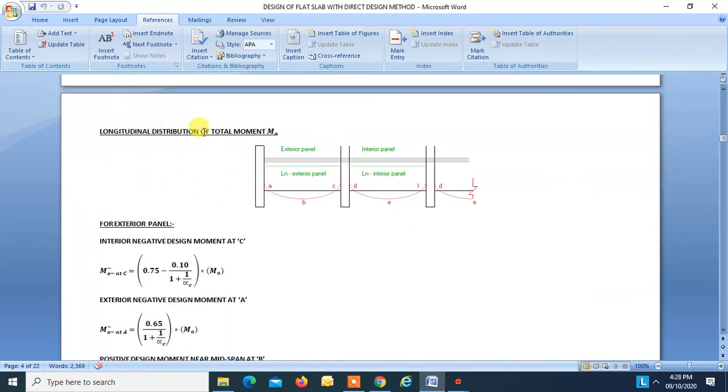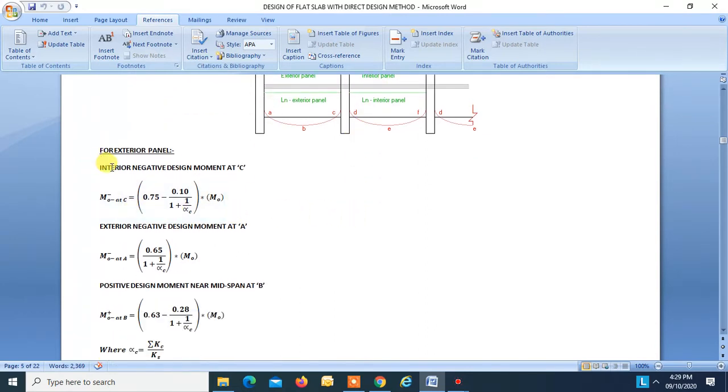Now, longitudinal distribution of total moment M0. Once you find the total moment for a span, then you have to distribute it longitudinally. So first taking the exterior panel. This is the exterior panel. This is the interior panel. Interior negative design moment at C is given by this formula. This is given in the code. Exterior negative design moment at A is given by this formula.